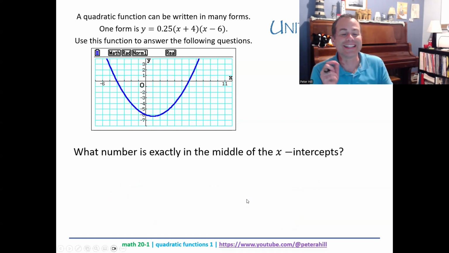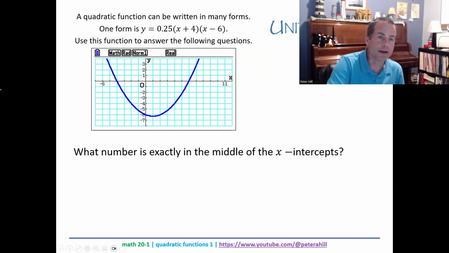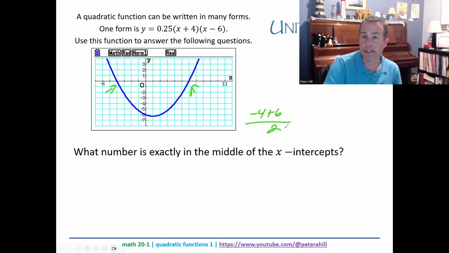What number is exactly in the middle of the x-intercepts? Now, if I want something in the middle, I take the average. So we just talked about the fact that this was at -4, this is at 6, -4 plus 6 divided by 2. That would be taking the average, right? Negative 4 plus 6 is 2. 2 divided by 2 is 1. So right in the middle, I'm just going to draw a line there at x equals 1. Hey, take a look at that. That hits the vertex, the change of direction.